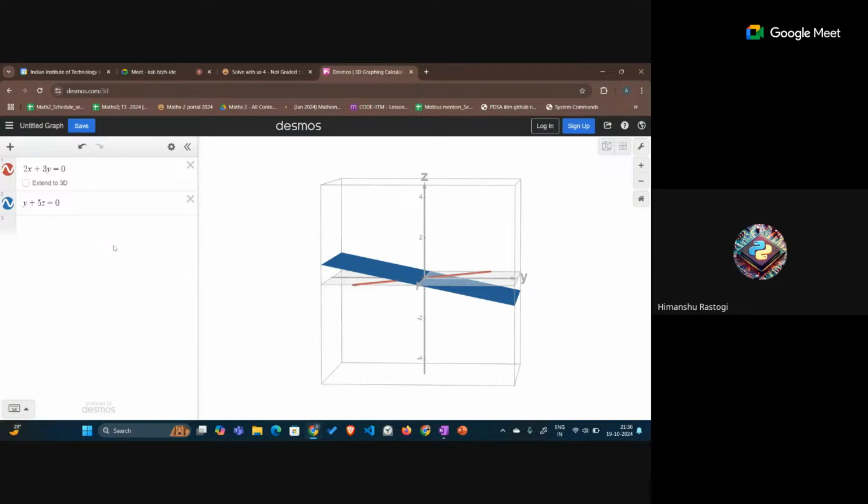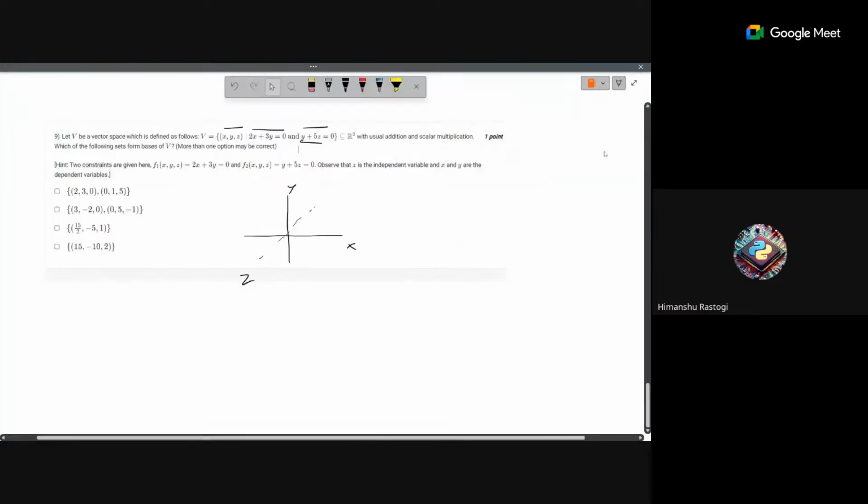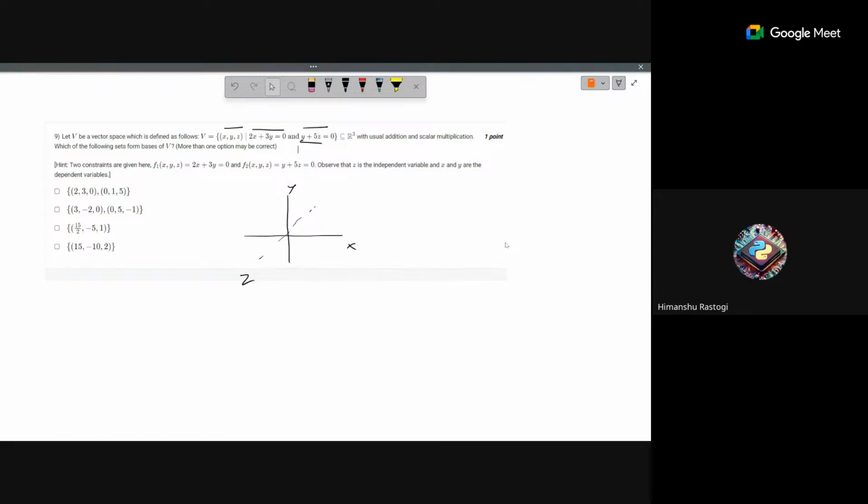My doubt is, do we need to check both the conditions for each of the vectors in these options? Like the first option, I did not select it because it is not following 2x plus 3y equals 0 for the first vector. The second option is following that for the first vector, so should I check the second condition for the first vector also? Both the conditions should be checked for both the vectors. Yes, both the conditions will be checked.